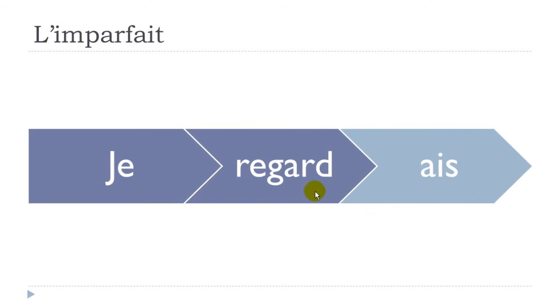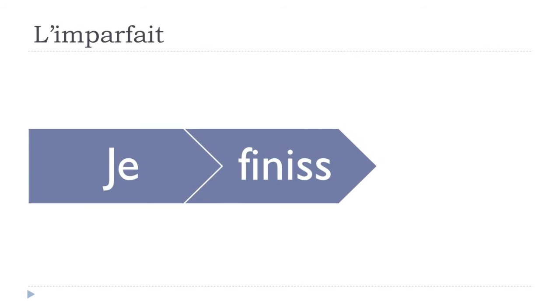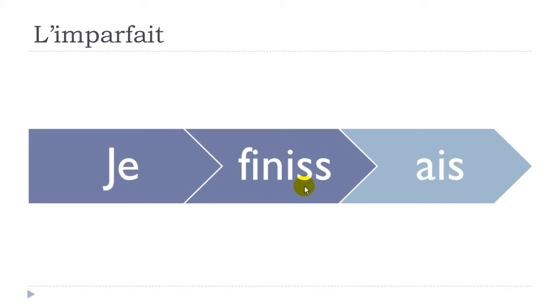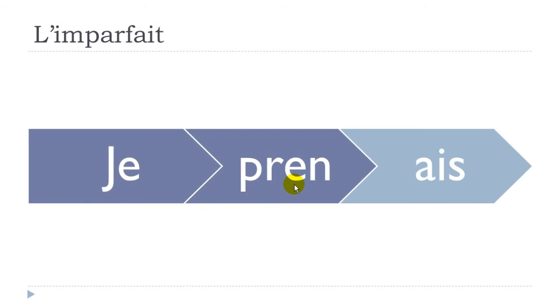And then you will pronounce it, je regardais. Alright? So if we take the example for finir, it was finiss. Remember this form that we got from the nous form of the present. So finiss, and then you add é. Je finissais. And then the last verb we had was prendre, if I remember correctly, and it was prenn, the form that we got when we took away this ONS ending from the present. So prenn, and then you add your ending, é. Je prenais.